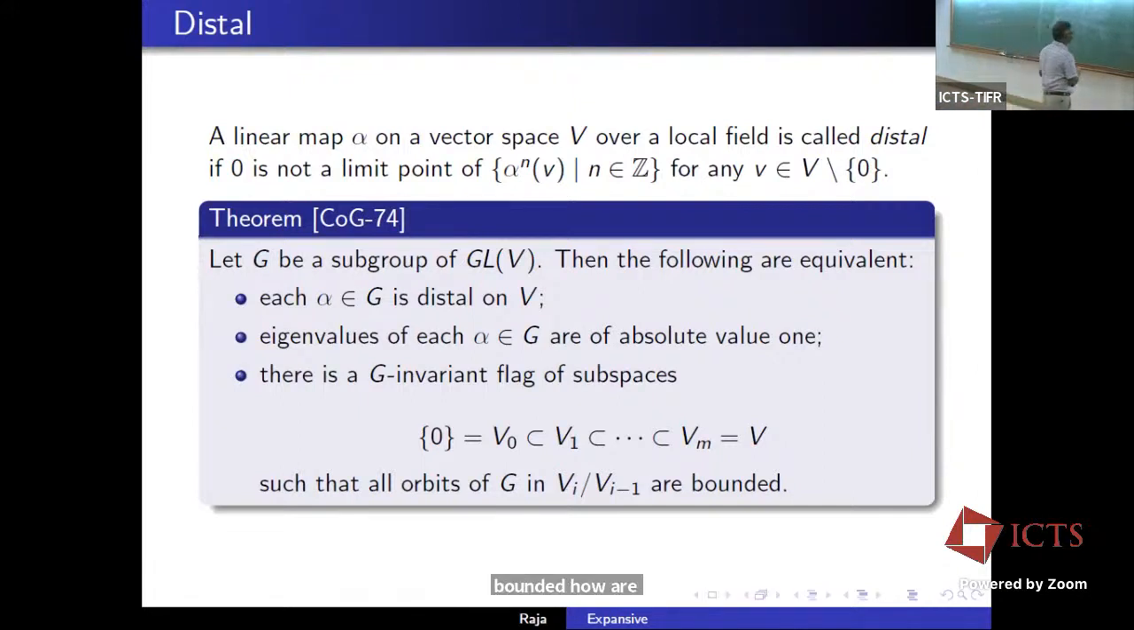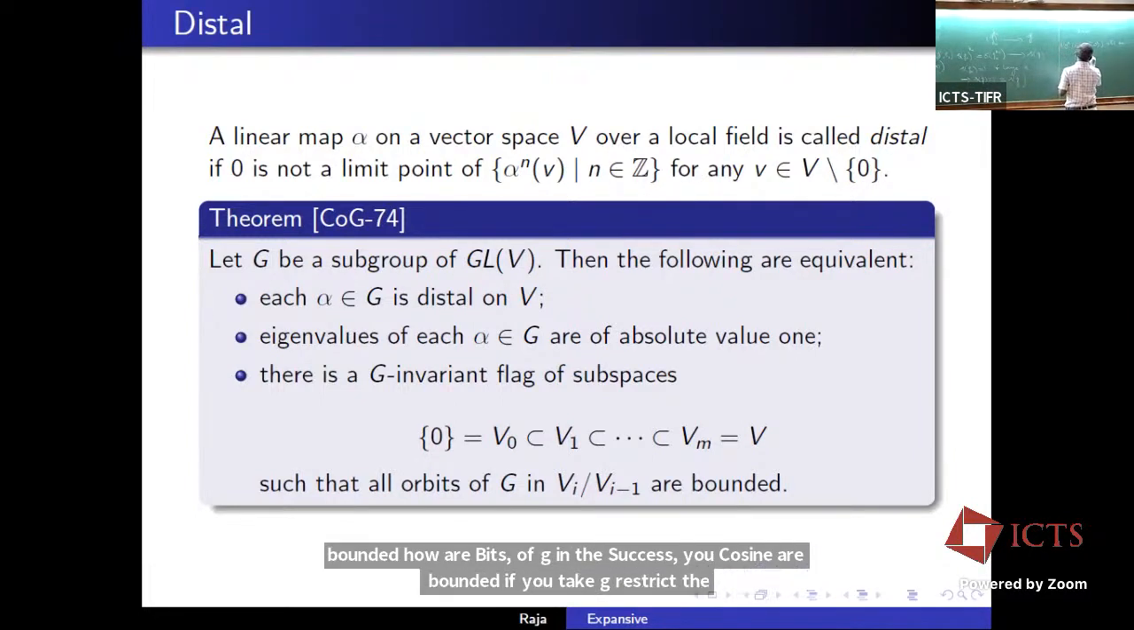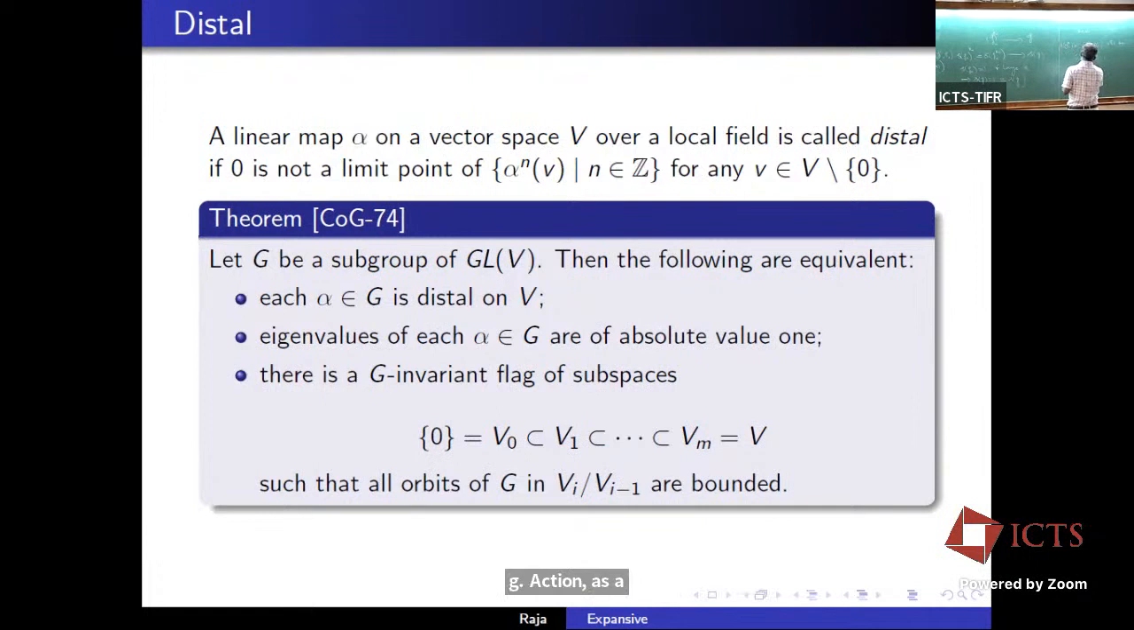That means if you take G and restrict the G action as a subgroup of GL(V_i / V_{i-1}), call this map pi_i, then pi_i(G) closure is a compact group.